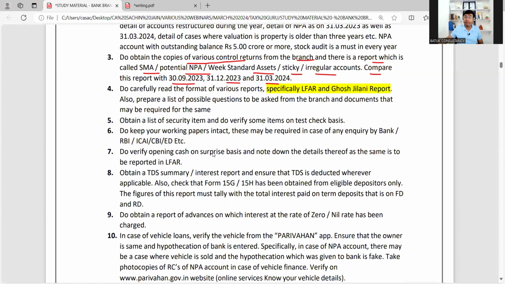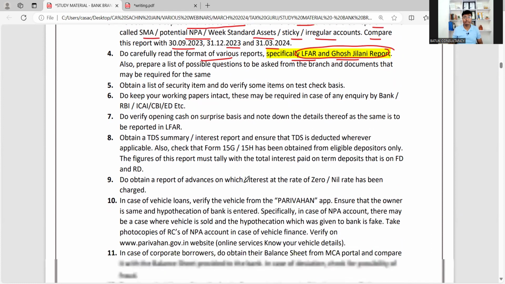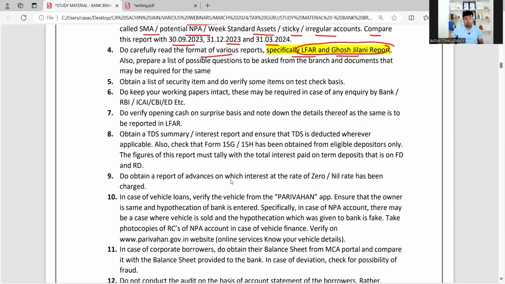Do carefully read the formats of various reports, specifically LFAR and Ghost Gallery report. These two reports are most important. As we had already covered in our yesterday session, LFAR is itself a complete audit. When you conduct the audit as per the long form audit report, your audit will be conducted in a very effective way.